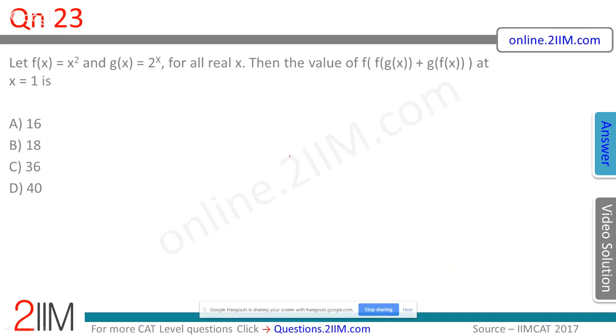f of x equals x square, g of x equals 2 power x. Then the value of f of g of x plus g of f of x. g of 1 is 2. So f of 2 plus g of f of 1, which is 1. And f of 2 is 2 square. So this is f of 4 plus g of 1. g of 1 is 2 power 1, which is 2. f of 4 is 16, 16 plus 2, 18. Done.